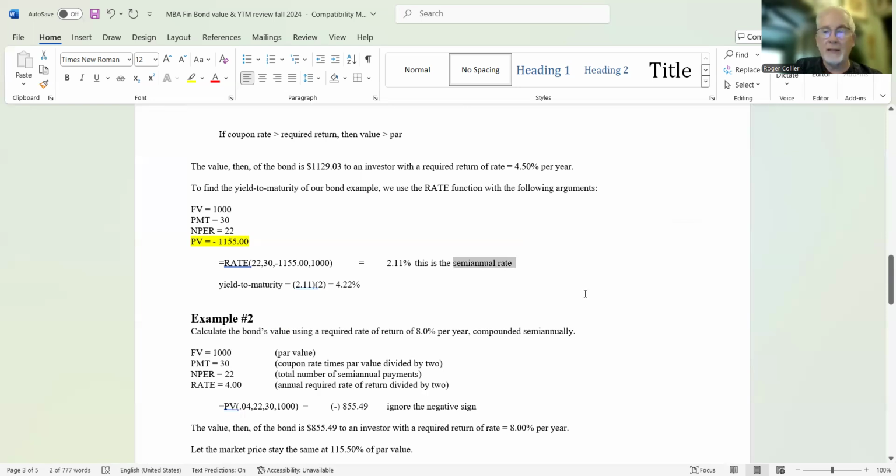And I don't want things left in semi-annual or quarterly or monthly terms. We need to change that, adjust it to make it annual. And to turn semi-annual into annual, we multiply by 2. And that's what I did here. I multiplied by 2. 2.11 times 2, 4.22%. And that is the annual yield to maturity.